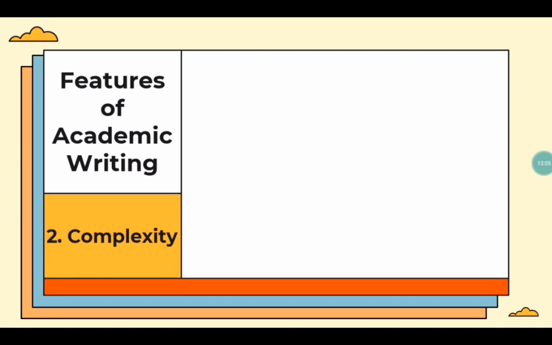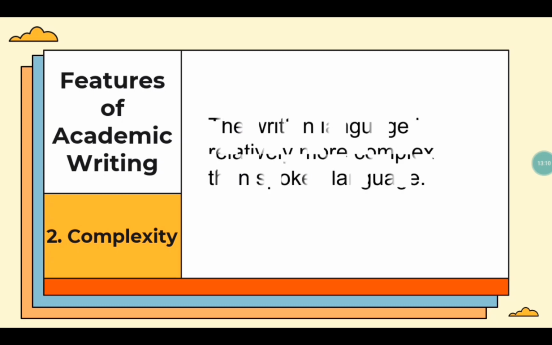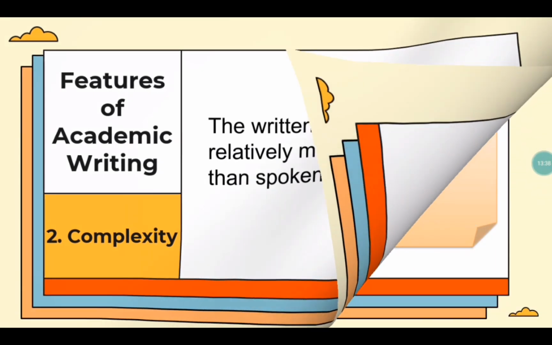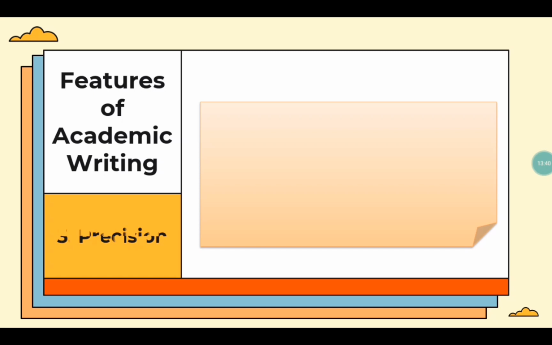Let's have another one. Features of academic writing: complexity. This means the written language is relatively more complex than spoken language. So it's complicated. In spoken language, it is easy to correct what you have said wrong, but in writing, it is difficult. Once it is printed, it can no longer be changed.